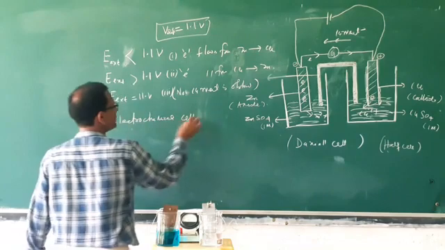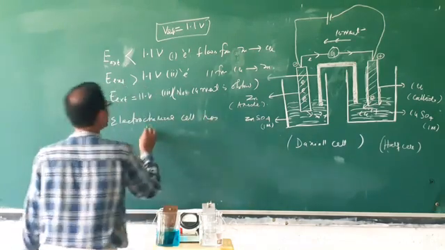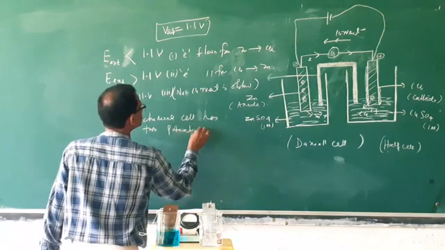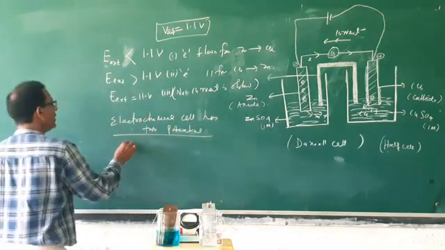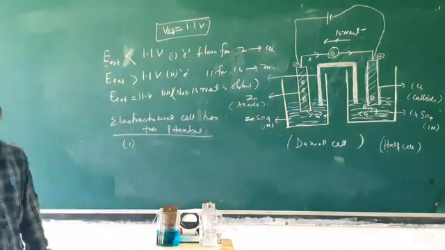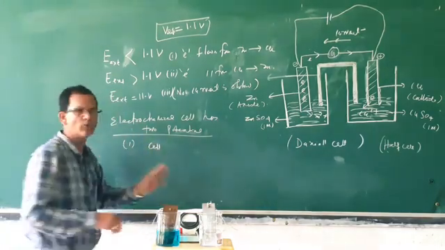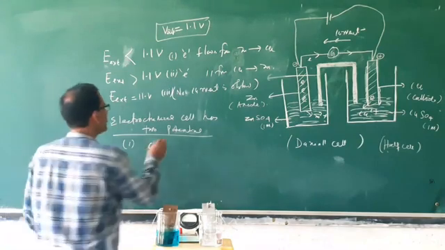An electrochemical cell has two potentials. What is that? One potential is called cell potential. A cell has two types of potential. That is called cell potential.